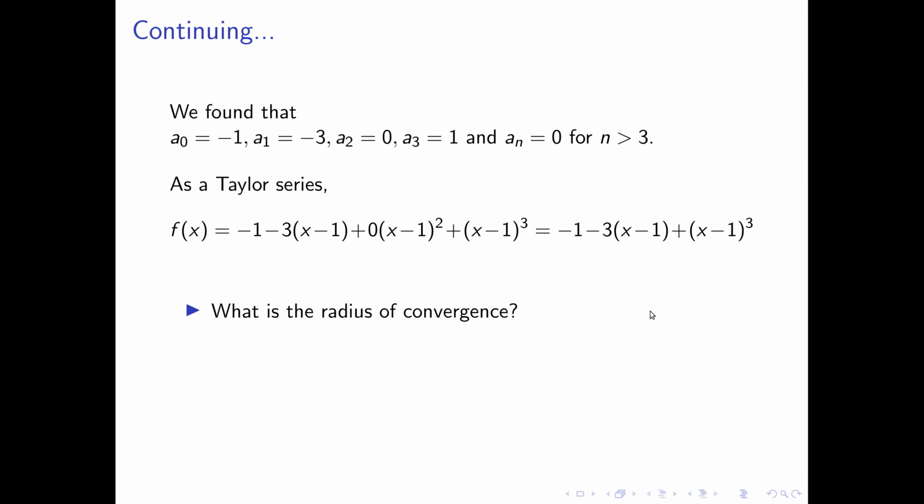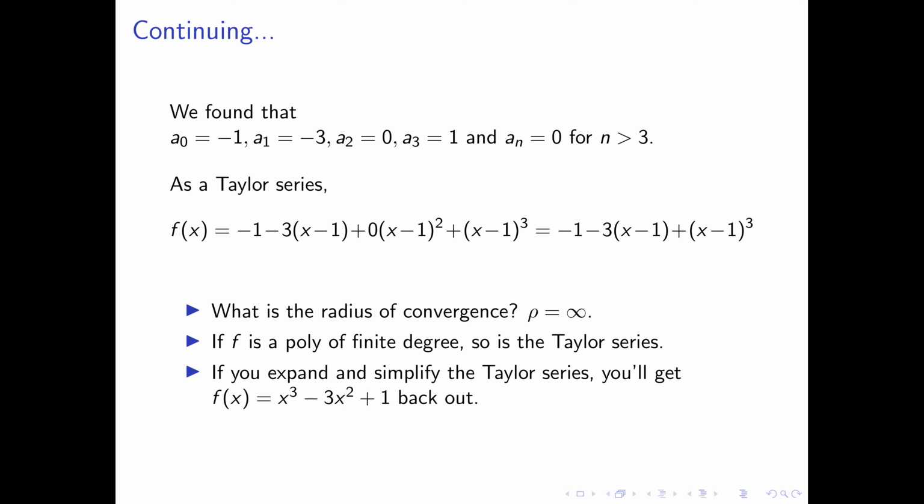We're not taking the limit, really, since you're only summing 3 things together. Okay, so the radius is infinity. If f is a polynomial of finite degree, so is the Taylor series. And so if you expand and simplify this expression over here, the Taylor series, what you should get is the original expression back. It's a bit of a pain, right, because you got to cube this out, but you can try it out if you'd like.